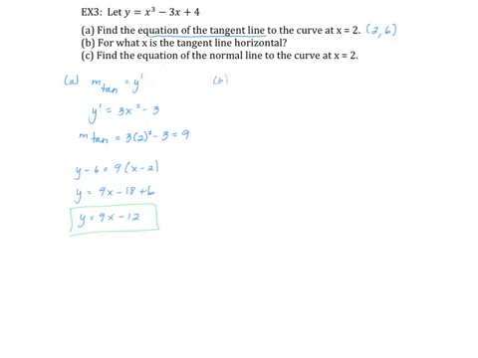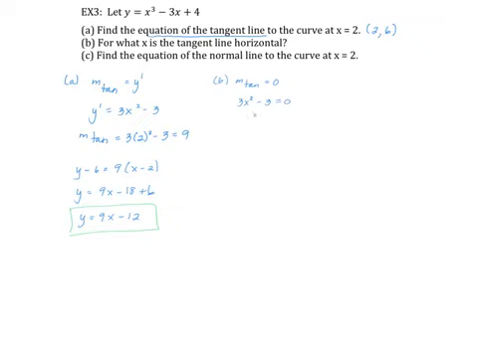In part B, it says, for what x is the tangent line horizontal? Well, the tangent line is horizontal when its slope is equal to 0, because that is the slope of a horizontal line. And since the slope is the derivative, that means we're going to take our derivative, 3x squared minus 3, and set that equal to 0 to solve.